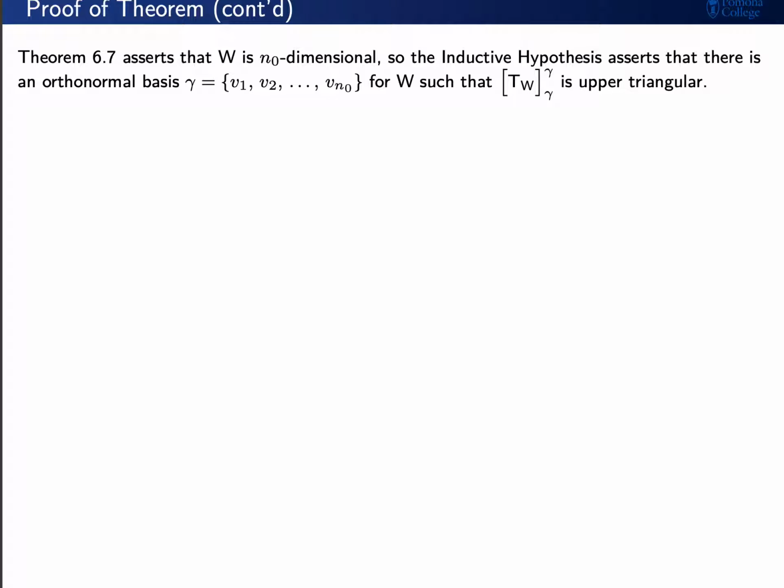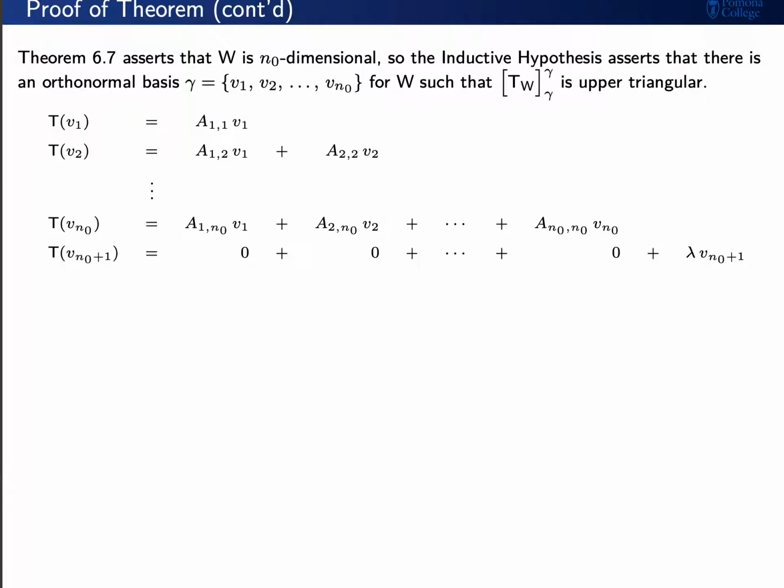Let's stare at what this means. To be an upper triangular matrix means that if we apply T to every vector in gamma, then we must have a sum as you see here on your screen. T of v1 must be a scalar times v1. T of v2 must be a scalar times v1 plus a scalar times v2, and so forth through T of v sub n0 must be a scalar times v1 plus a scalar times v2, all the way through a scalar times v sub n0.